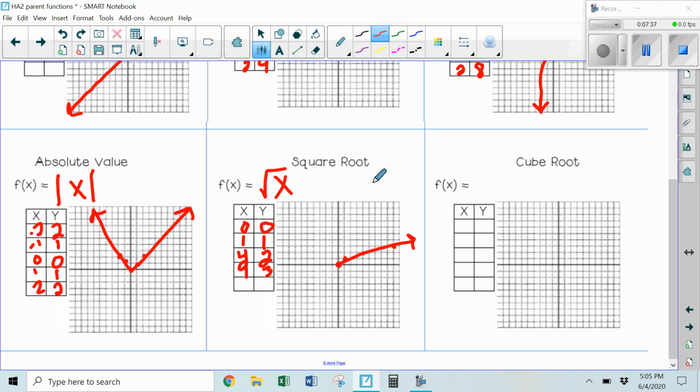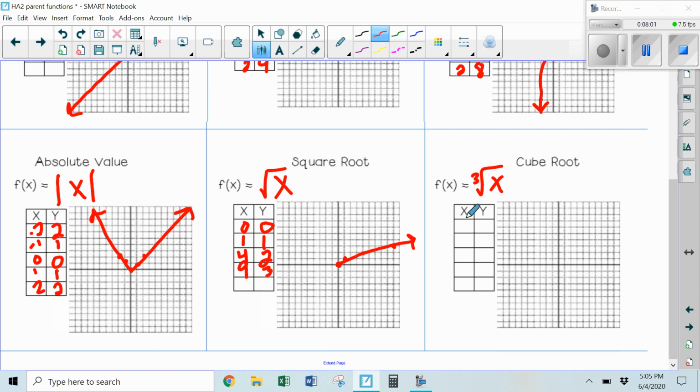Okay, let's go to cube root. Also, square root could have had a little 2 there, but the 2 is optional because we know it's assumed to be squared. All right, so cube root. Without a calculator, do you know the cube root of -2? I don't, so I'm not going to pick that point.